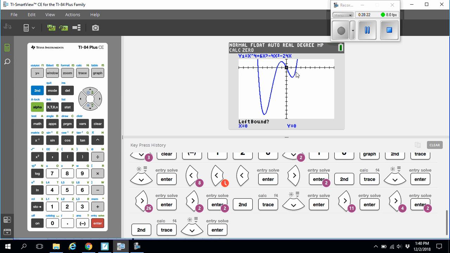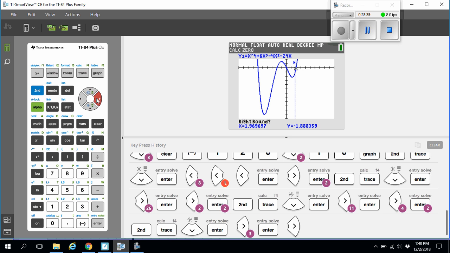Remember, if you're a visual learner, draw a line through the x-intercept to figure out the left and right-hand side, or your left and right bound. So moving my cursor, it seems my left bound, or left-hand side of the x-intercept, we're going to leave the cursor below the x-axis. I'm going to press enter.